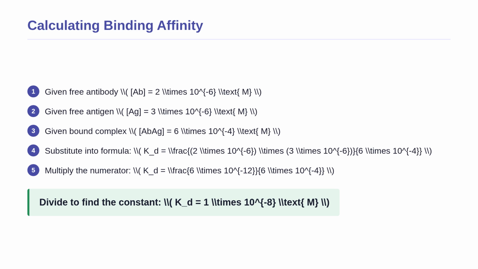First, we multiply the two values in the numerator, giving us 6 × 10⁻¹². Then we divide by the denominator. The 6's cancel out, and subtracting the exponents gives us a final answer of 1 × 10⁻⁸ molar. Because this value is very small, it proves the antibody binds tightly and reliably, making it perfect for your diagnostic test.